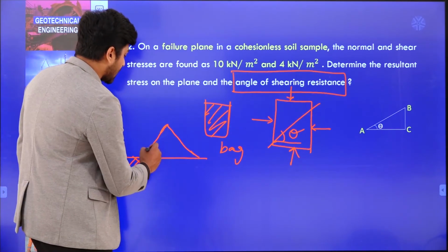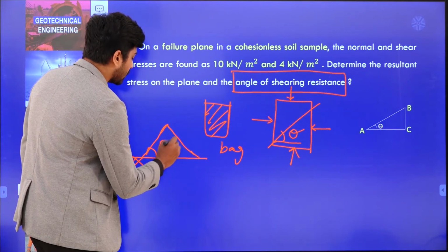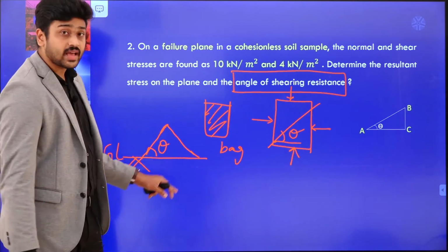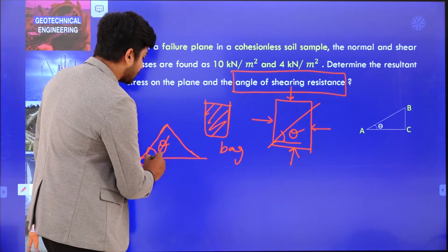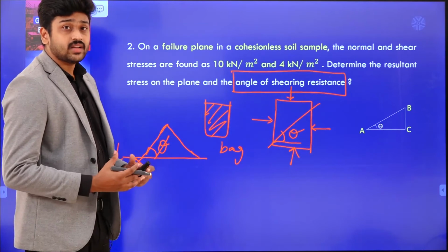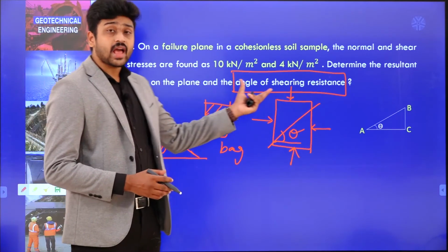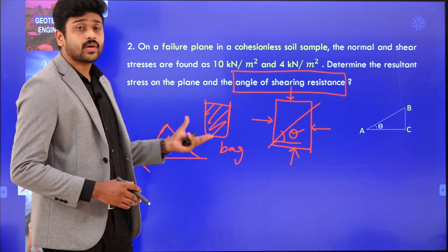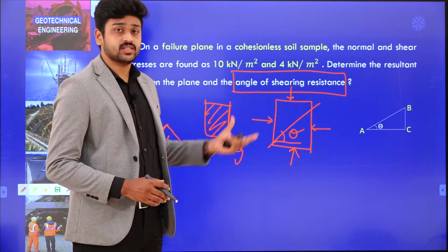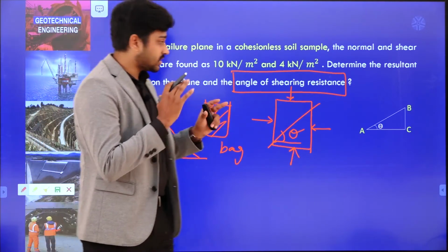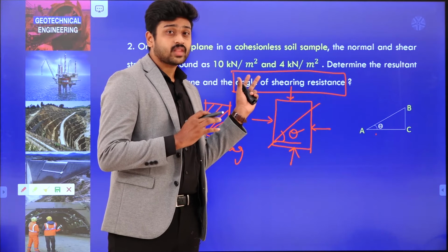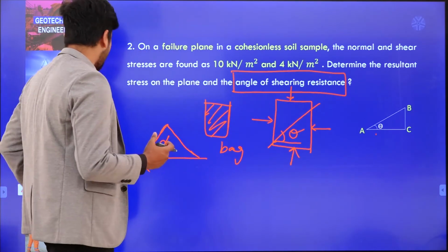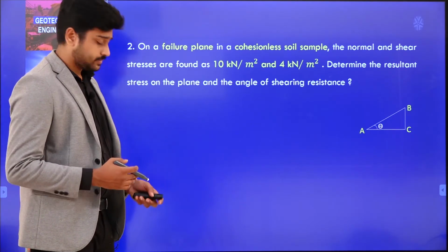So, this angle that it is making is known as the angle of repose, and this can be used as some entity to determine the angle of shearing resistance. Clear? Just make sure that this theta, the angle of failure plane, is different, and the angle of shearing resistance is different. So, how do we find out this angle of shearing resistance? We will look at it now.